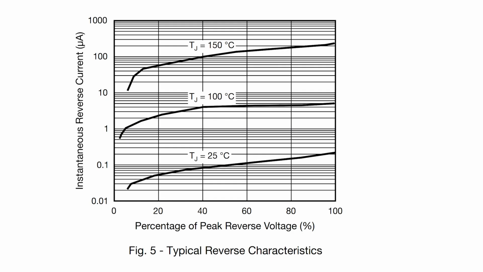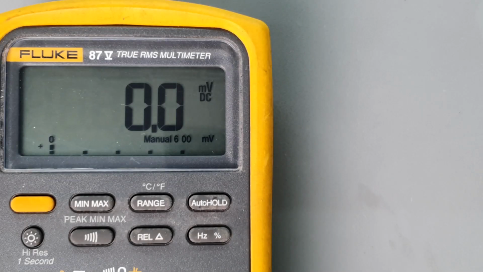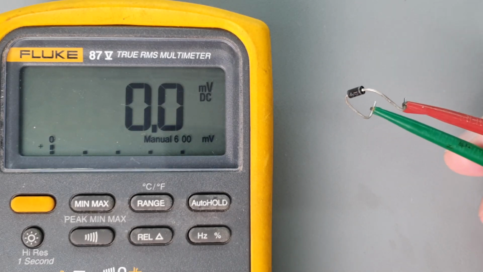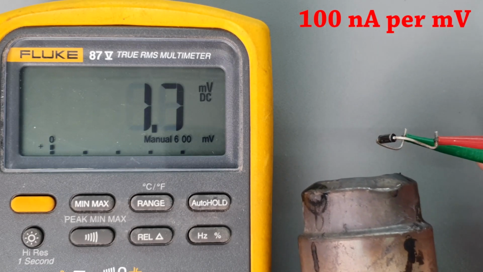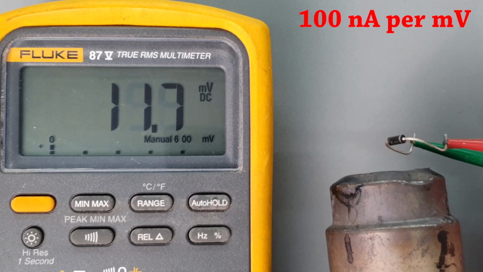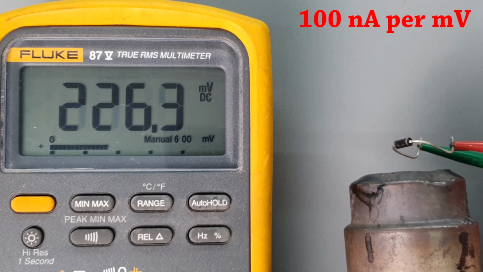Another real-world quirk that we need to be very aware of is leakage. Under reverse bias, there's always a tiny bit of current that sneaks past the junction. This current can be extremely small, but it's always there. And it's also very temperature sensitive. It follows a logarithmic curve, very much like the forward voltage. It will increase very rapidly as the temperature increases.